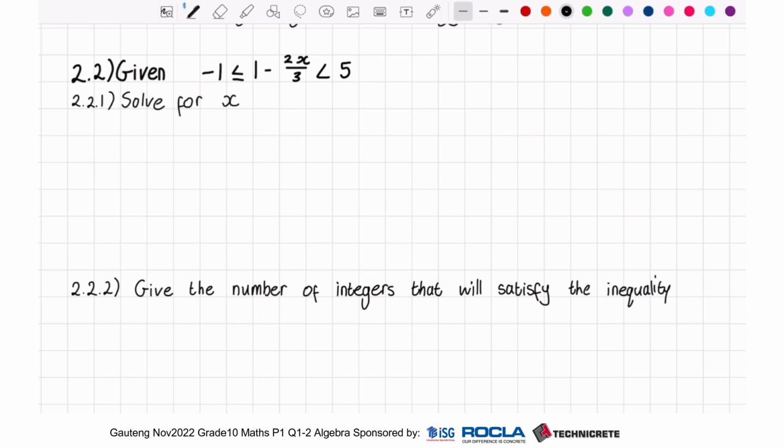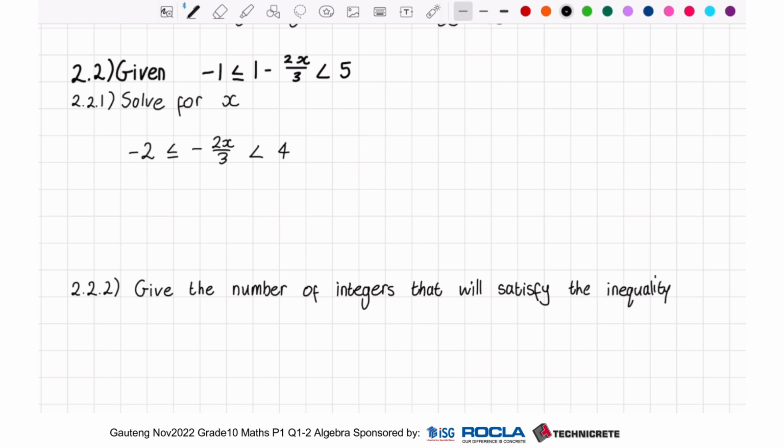So the first thing that I can do here is subtract 1. So I'm going to minus 1 from the middle, which means that I'm minusing 1 from the left-hand side and I'm minusing 1 from the right-hand side. So on the left-hand side, I'm going to have minus 1, which is minus 2. And then in the middle, I have 1 minus 1, which is going to be 0. So I'm just left with this fraction. And then on the right-hand side, I do the same thing. 5 minus 1 is going to be 4.